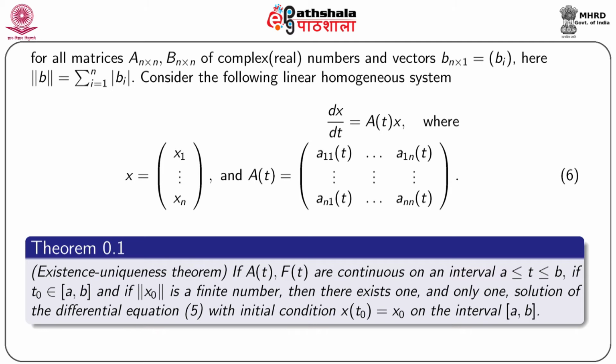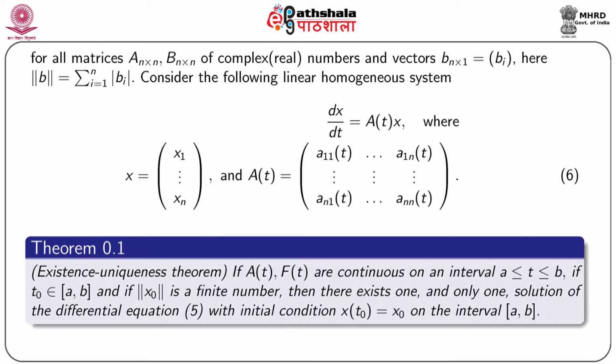Consider the following linear homogeneous system dx/dt is equal to A(t)x, where x is equal to (x1, ..., xn), and A(t) is equal to the matrix a11, a12, ..., a1n, up to an1, an2, ..., ann, where all aij's are functions of t.